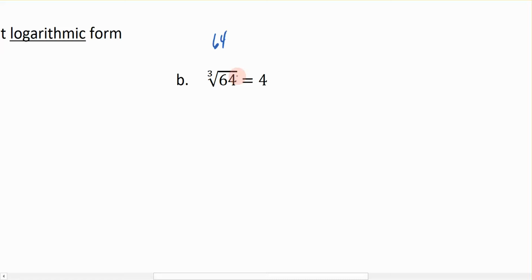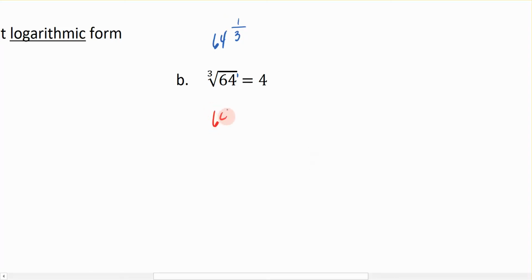The numerator of the fraction comes from the power underneath here. What is 64 raised to? An understood 1. So that's the numerator of my fraction. And the denominator is the index of my radical, so in this case, 3. So the cubed root of 64 is the same as 64 raised to the 1/3 power. So we have to change all radicals into rational form. That's my next step.